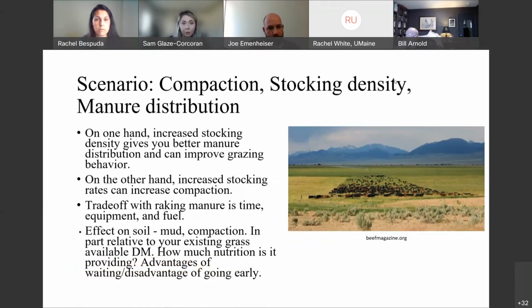Joe, do you want to run with stocking density and manure distribution? Sure. Yeah, and I'll try to move quickly to get us into the breakout groups.